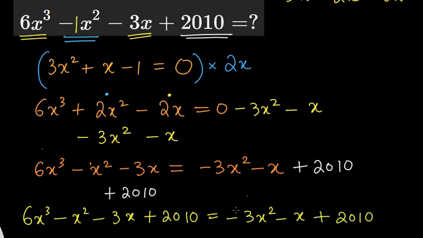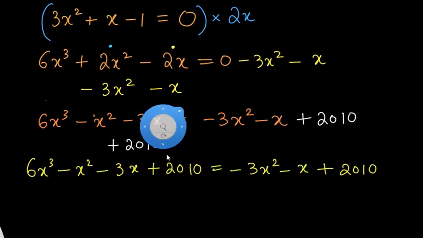Now how do we take care of this 2010, and how do we take care of the right hand side, because it is in terms of x, right? So it's not a proper number. We want a number, not an expression in x. So how do we do that? So let us see. We have to do some algebra over here.